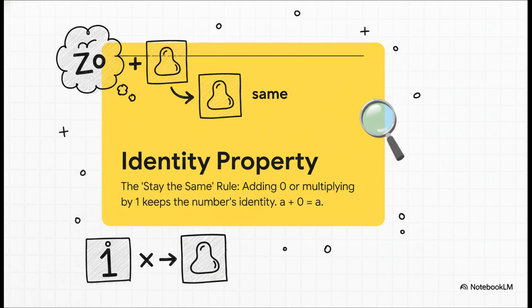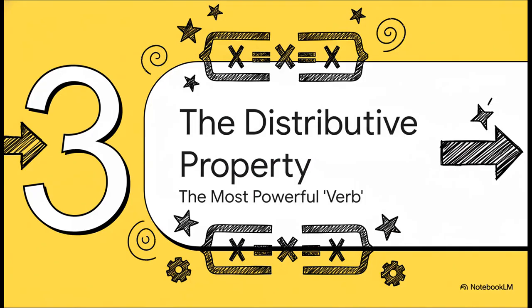It keeps its identity. That's it. All right, we've learned our nouns and the basic sentence structure. Now it's time to learn the most powerful verb in the language of algebra. This is the one you're going to use all the time to make things happen, the distributive property.